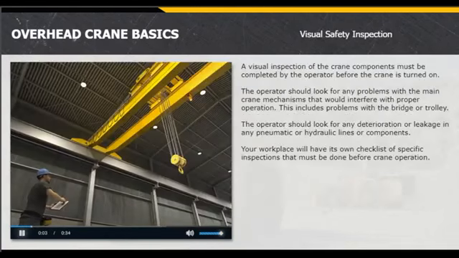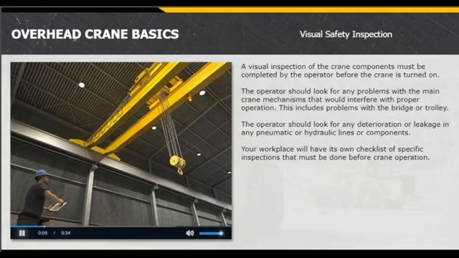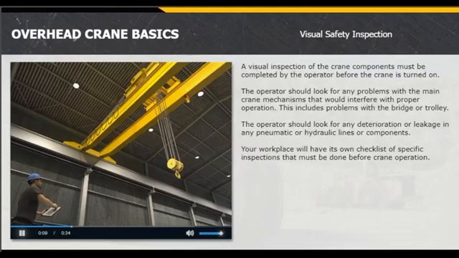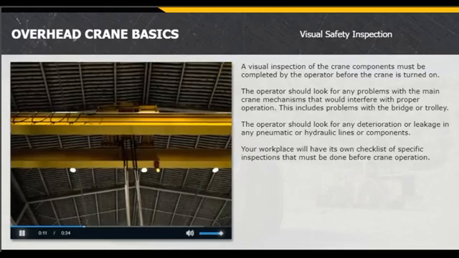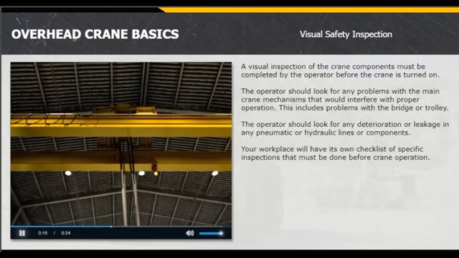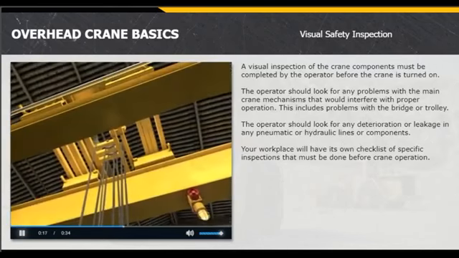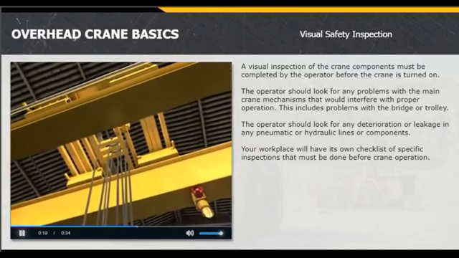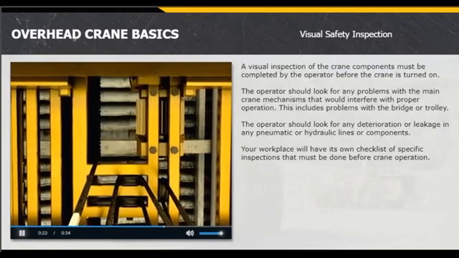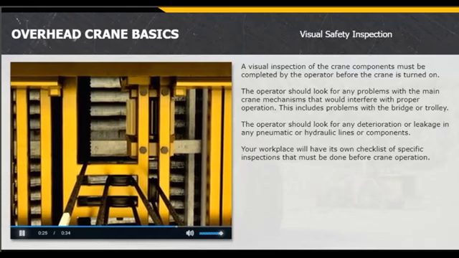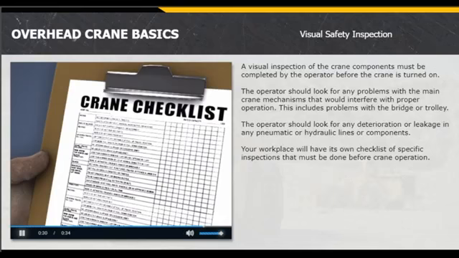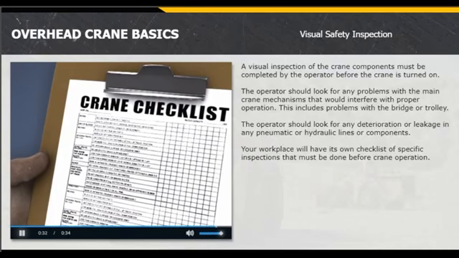A visual inspection of the crane components must be completed by the operator before the crane is turned on. The operator should look for any problems with the main crane mechanisms that would interfere with proper operation. This includes problems with the bridge or trolley. The operator should look for any deterioration or leakage in any pneumatic or hydraulic lines or components. Your workplace will have its own checklist of specific inspections that must be done before crane operation.